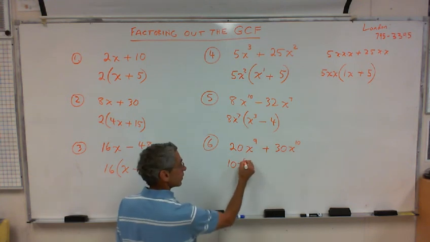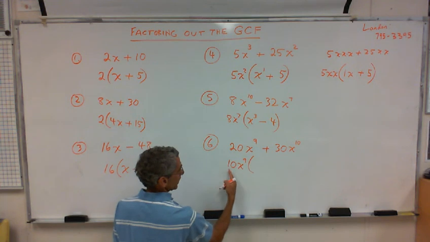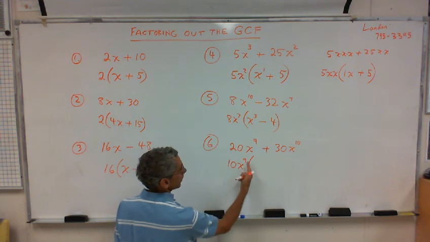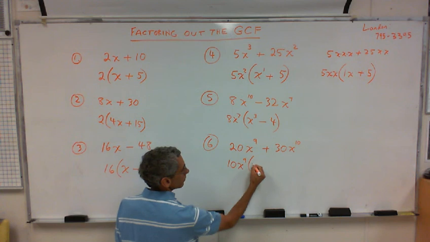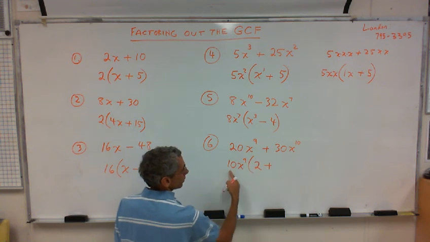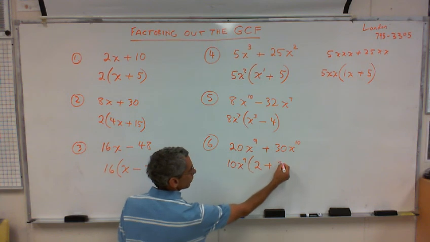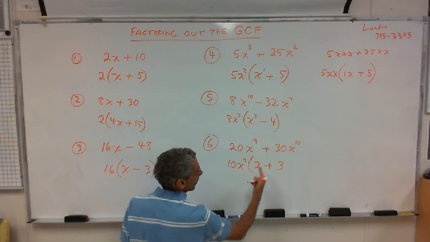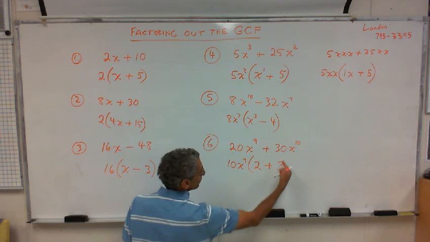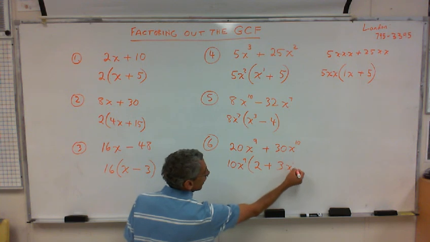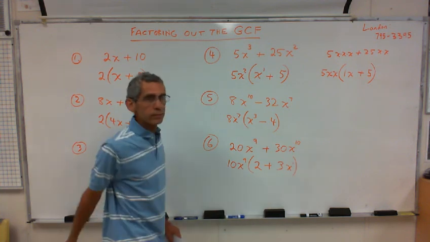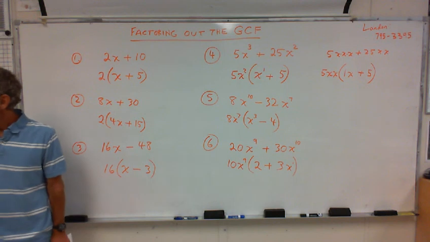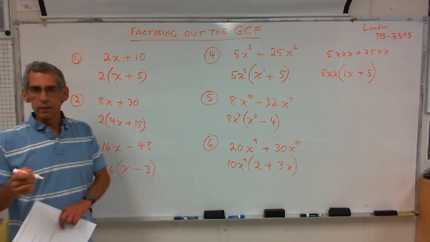X to the 9. Parentheses, 10x to the 9 times what is 20x to the 9? 10 times what is 20? 2, I think you said. Plus, 10 times what is 30? 3. And I'm going to divide x to the 10 by x to the 9, so I'm going to subtract. 10 minus 9 is x to the 1. I can put the 1 there, or I don't have to. It doesn't matter. Make sense?